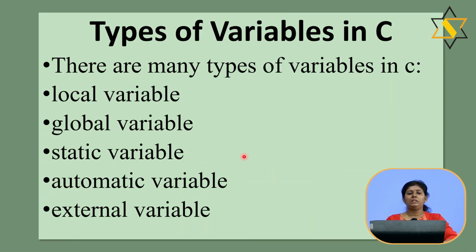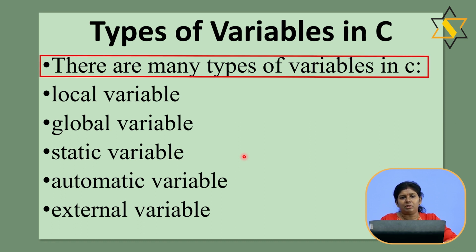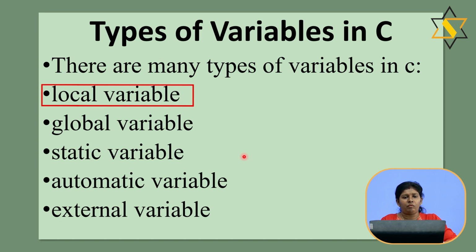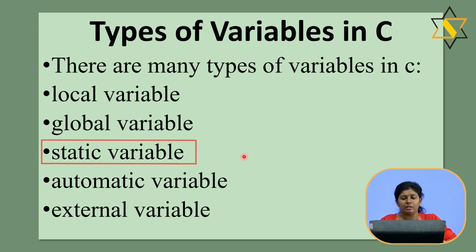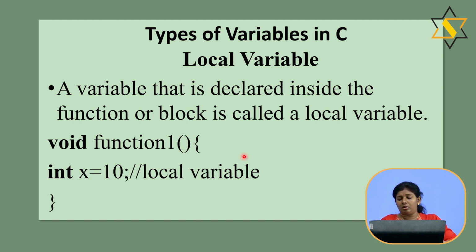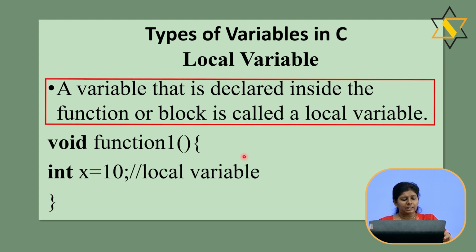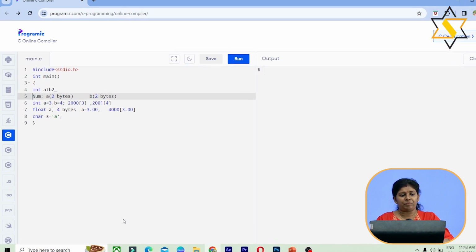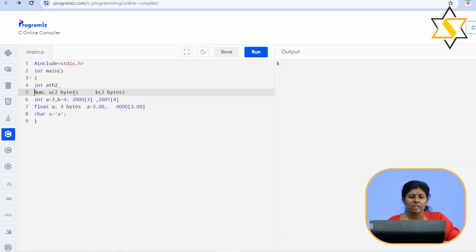Now we will see what the types of variables in C are. There are many types of variables in C: local, global, static, automatic and external. What is the use of the types of variables? We will see now. A variable that is declared inside a function is called local. So what does local variable mean?